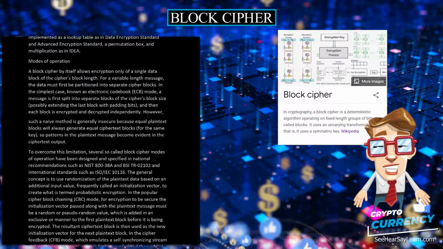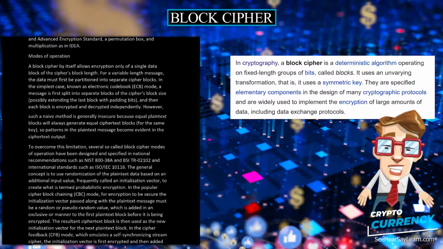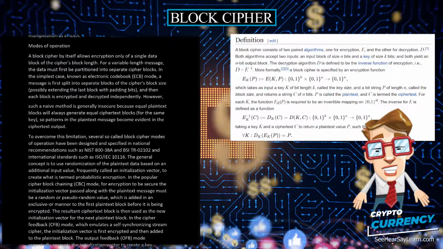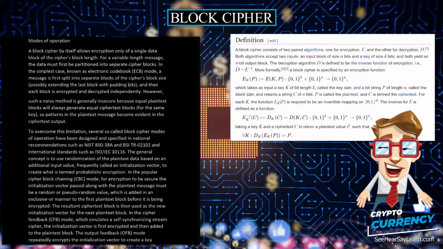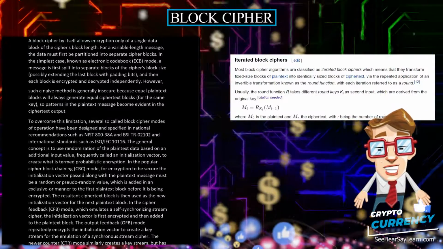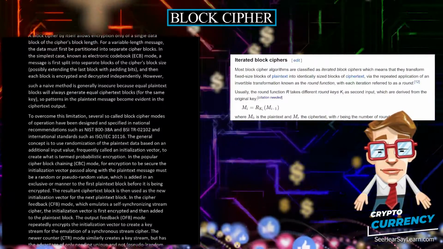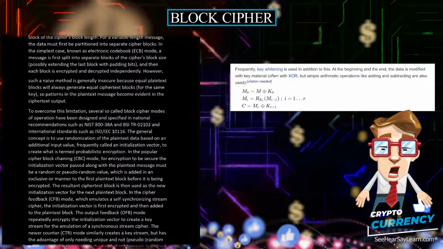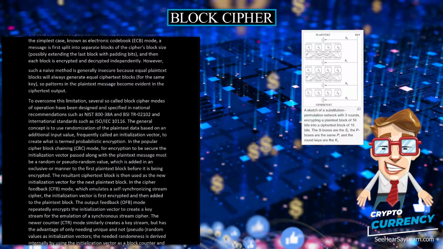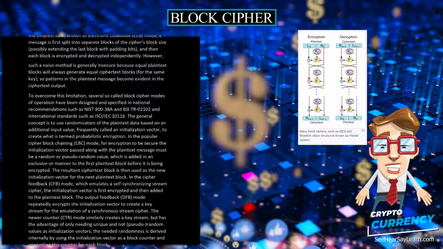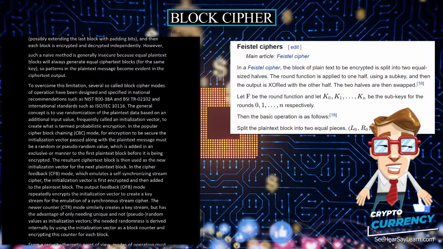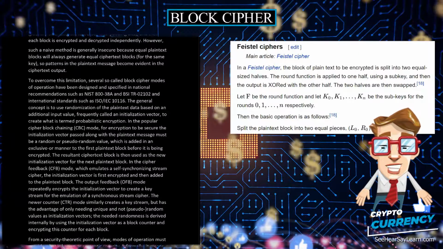A block cipher by itself allows encryption only of a single data block of the cipher's block length. For a variable length message, the data must first be partitioned into separate cipher blocks. In the simplest case, known as electronic codebook, ECB, mode, a message is first split into separate blocks of the cipher's block size, possibly extending the last block with padding bits, and then each block is encrypted and decrypted independently. However, such a naive method is generally insecure because equal plaintext blocks will always generate equal ciphertext blocks, for the same key, so patterns in the plaintext message become evident in the ciphertext output.